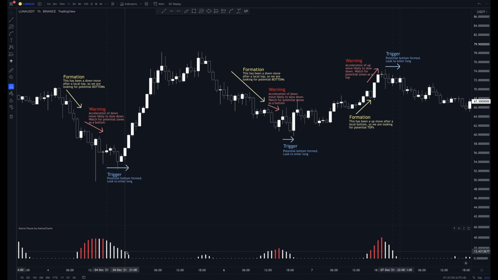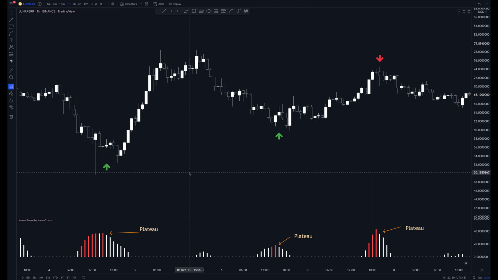So that's what a KP does, but really how can we use it, right? Now the easy way, like what I described earlier, is just simply look for the Kairos Pause plateau, or what I call a KP exhaustion, because this is really where the deceleration of the move is going to start and where a potential top or bottom might begin. So looking at Luna as an example here, we can see that literally each time we get a KP plateau signal, we were able to pick out the local bottom, local top that follows after the extensive move in one direction.